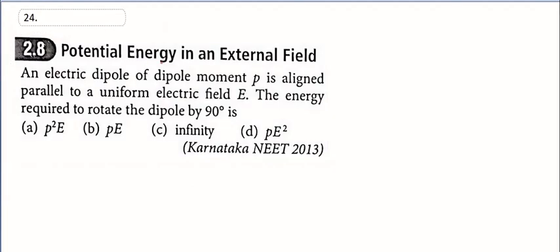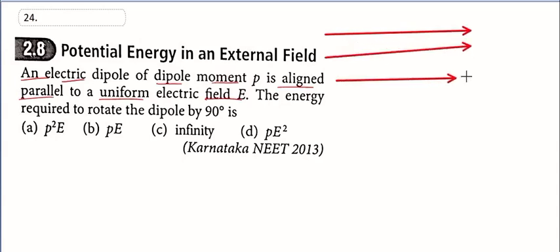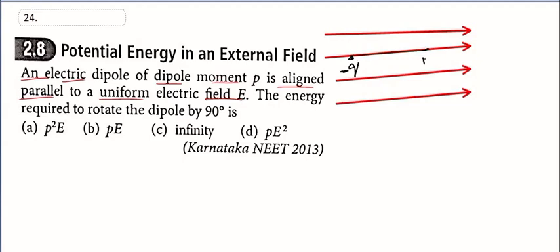24th question. Potential energy in the external electric field. An electric dipole of dipole moment P is aligned parallel to the uniform electric field. So let's see, this is called a uniform electric field. In this uniform electric field, you have to place what? A dipole. Okay, so this is the dipole. This is a minus q charge, this is a plus q charge, this is the direction of the dipole, this is the electric field.